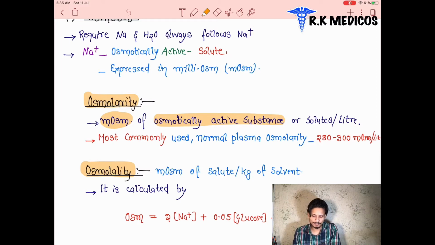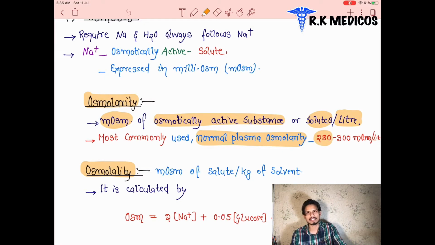Suppose that in 1 liter of any solution, there is a certain amount of solute that should be present in osmotically active phases. This is called the osmolarity. The most commonly used value is the normal plasma osmolarity in human body cells, which is 280 to 300 milliosmol per liter.